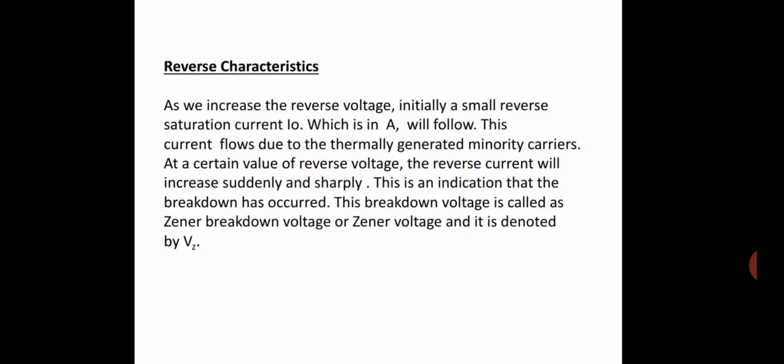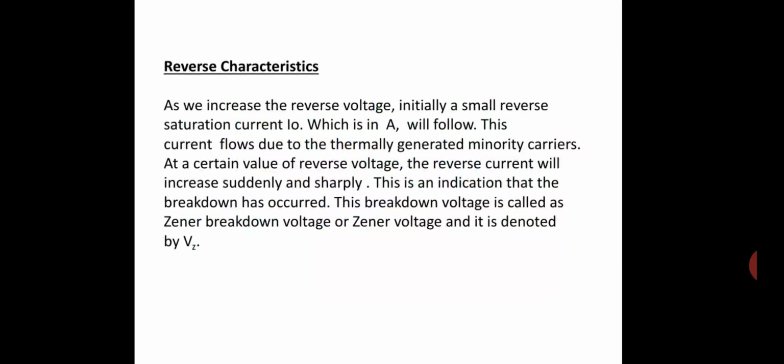So, as we increase the reverse voltage, initially a small reverse saturation current I0, in amperes, will flow. This current flows due to the thermally generated minority carriers. At a certain value of reverse voltage, the reverse current will increase suddenly and sharply after breakdown. This is an indication that the breakdown has occurred.